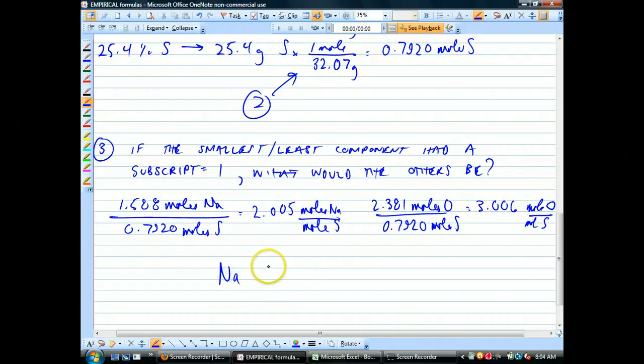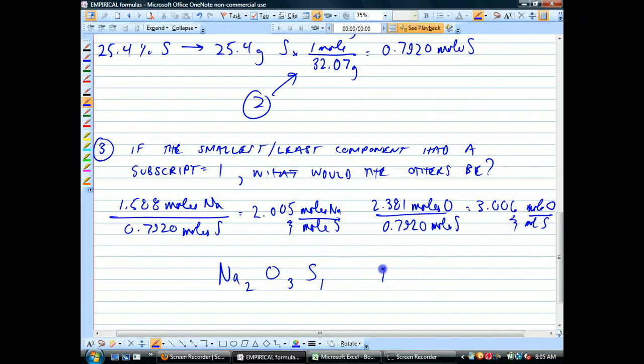I've got Na, O, and S. And S is the smallest, so I'm saying if S were 1, what would the others be? And I'm going to write 2, and 3. Now that makes sense. Those are small whole numbers, and I didn't have too much error here, just 5 thousandths here and 6 thousandths here.